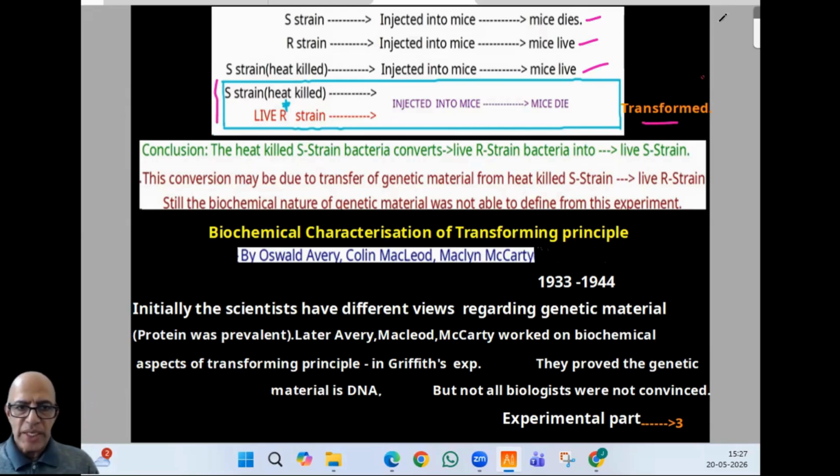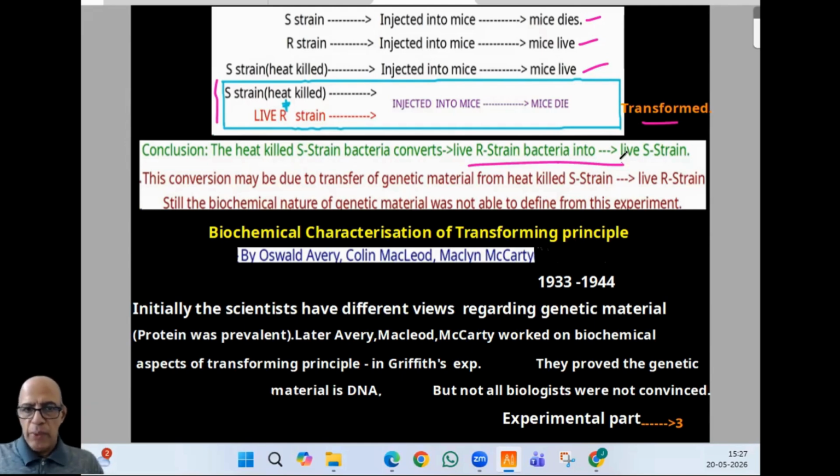So the conclusion for this experiment is heat-killed S strain bacteria converts live R strain bacteria into live S strain. This conversion may be due to transfer of genetic material from heat-killed S strain to live R strain. Still, the biochemical nature of genetic material was not able to be defined from this experiment.